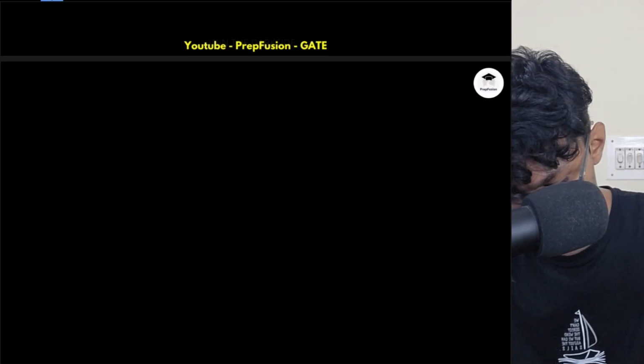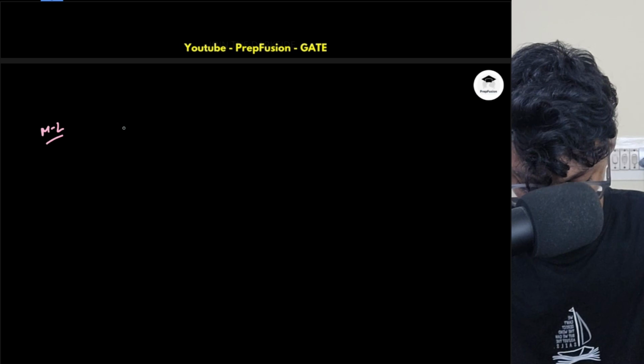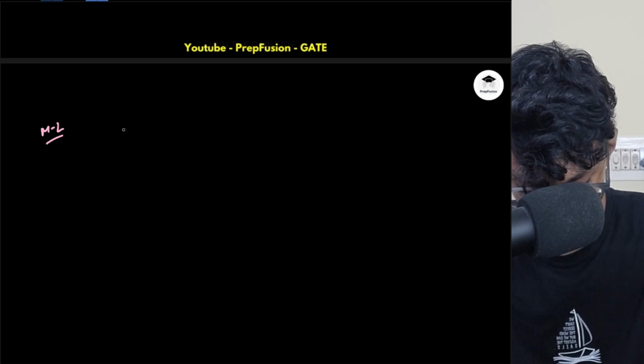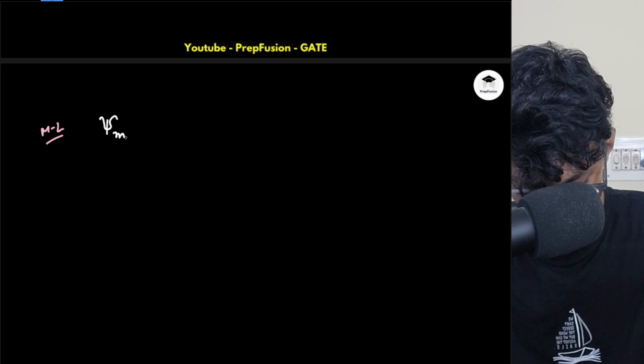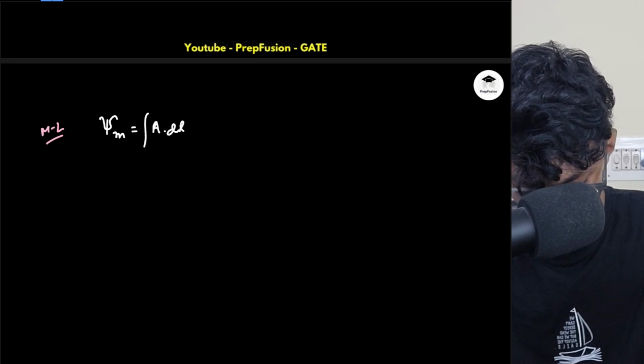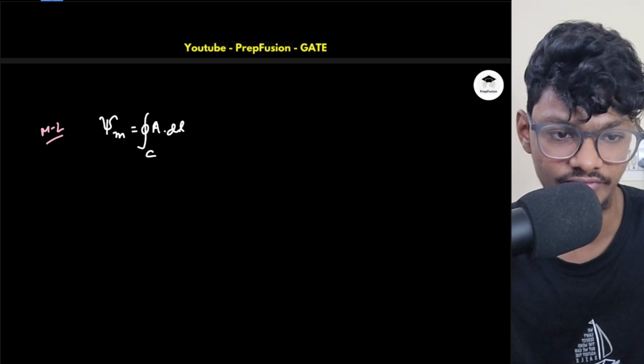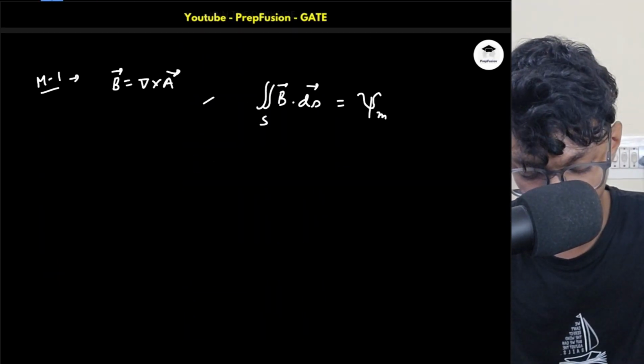So I'll use method 2. In method 2, I'll directly apply this formula: the magnetic flux is equal to the closed line integral of A dot dl over the enclosed curve that the surface is covering. Okay, so the open surface is covering.